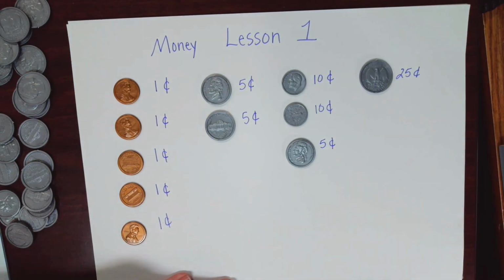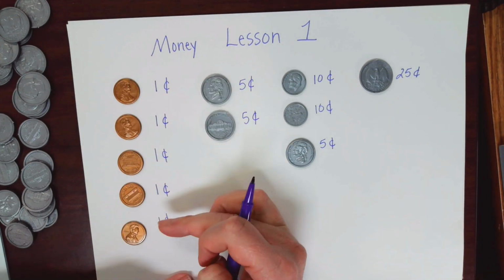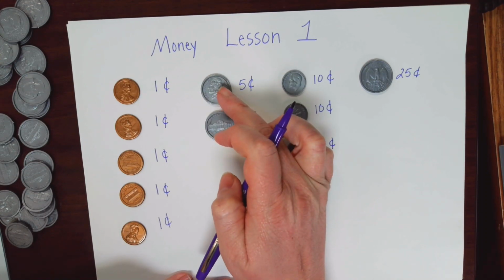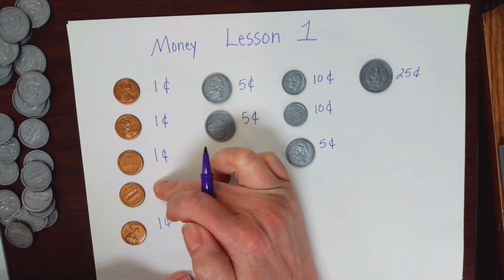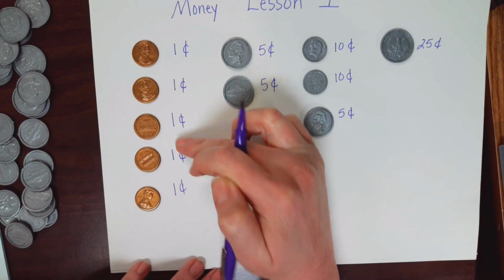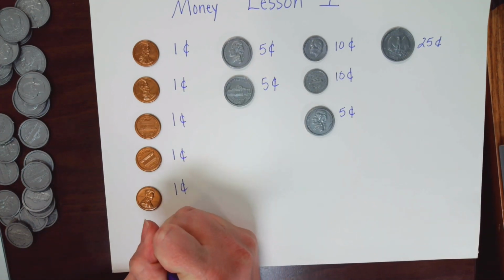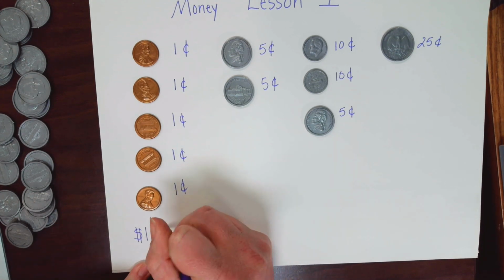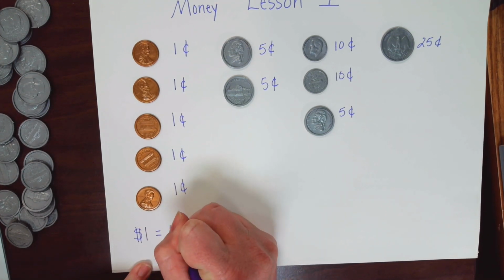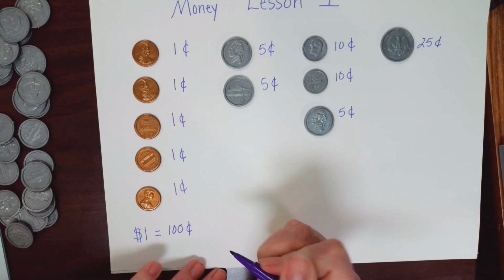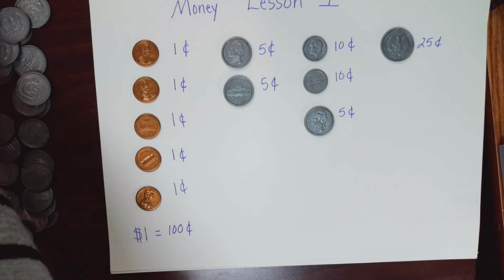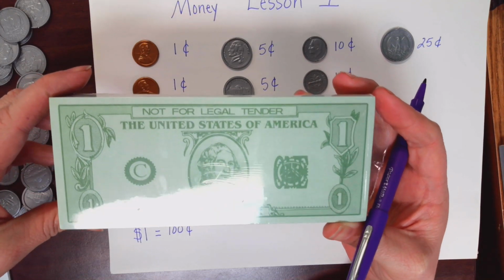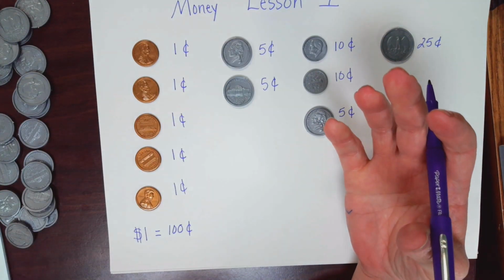Now, we've already talked about how 5 pennies equal 1 nickel. Well, to equal $1, we have to have 100 pennies. So if we have $1, that's the dollar sign, and that equals 100 cents. Oh, and I do have a fake dollar. There's the fake dollar. It's got George Washington on it, the first president of the United States.